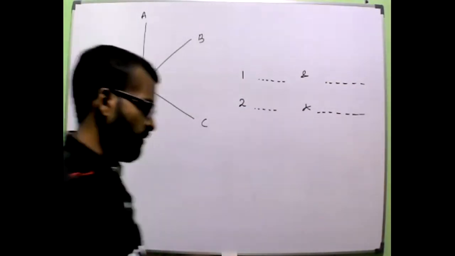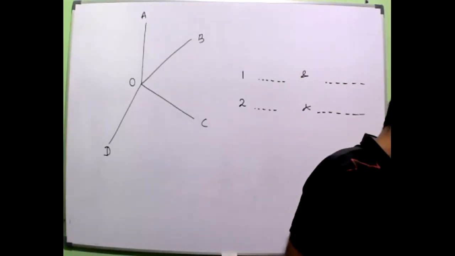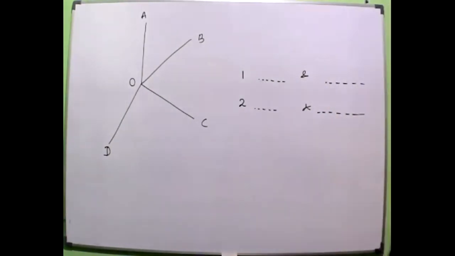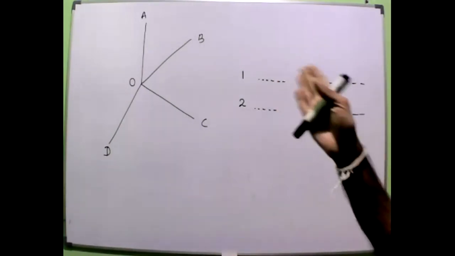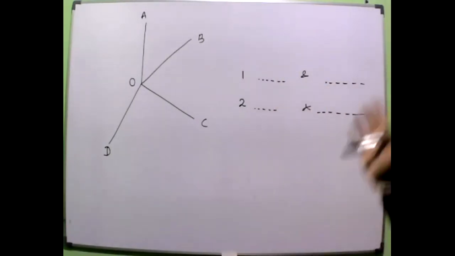You know the definition of a pair of adjacent angles, right? The pair of adjacent angles which have a common arm and a common vertex. So those are the two properties, and those adjacent angles should lie either side of the common arm. Either side, that means both sides of the common arm, right? So you may write any two pairs.